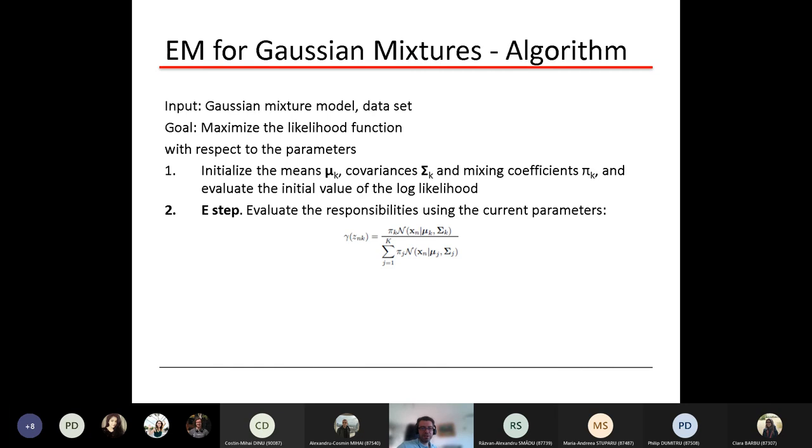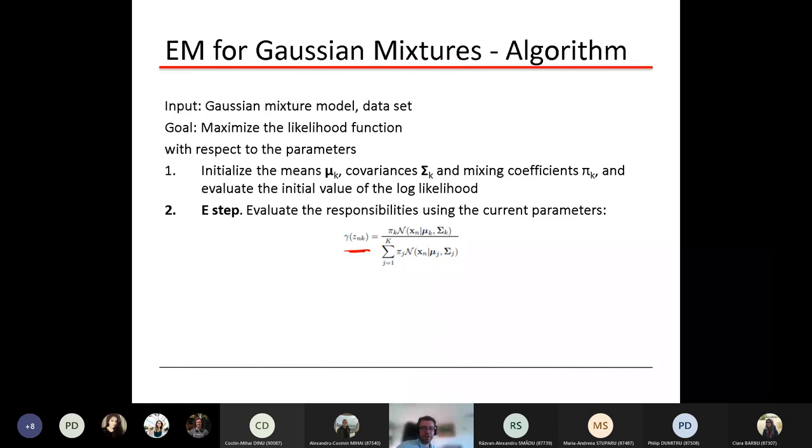Cool, and now just as a recap, we start with a Gaussian mixture model. We should know the number, k, of Gaussians, but we don't know the parameters. So we initialize the parameters to some values, maybe using k-means as we have seen. And in the expectation step, we compute the responsibility, gamma of z_nk, like how responsible the k-th Gaussian is for generating each point x_n. And this one is computed easily.